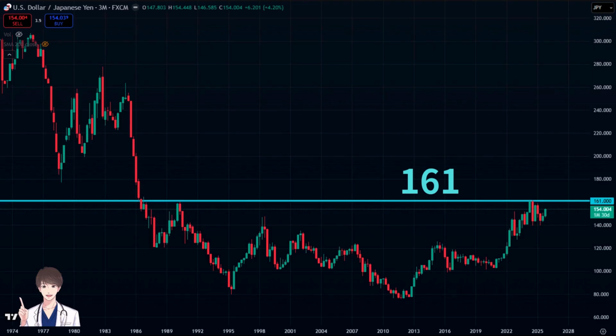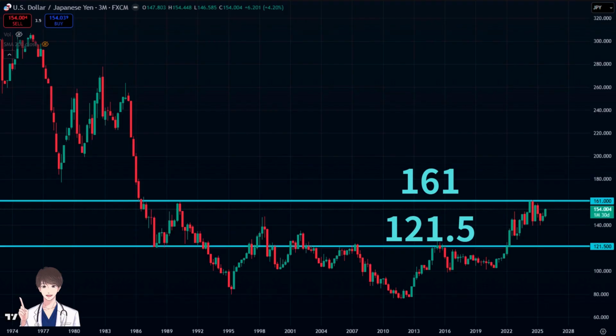On this long-term time frame, the key level to watch is around 121.5. The market has lost direction for now, but if price breaks above 161, it would confirm a new long-term uptrend and could lead to a strong bullish phase.